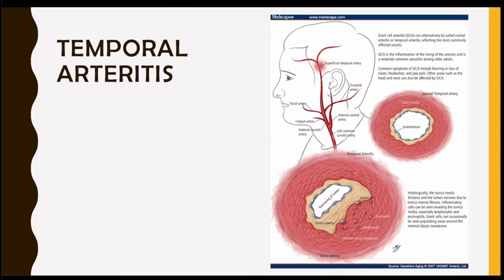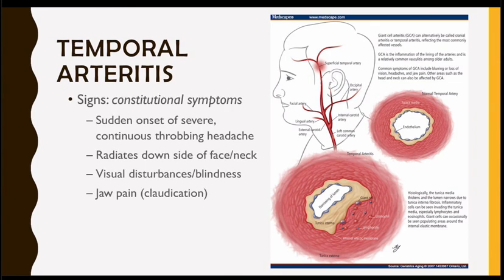Now, the most common of all the vasculitises that are out there is temporal arteritis, or sometimes called giant cell arteritis. It affects mainly the arteries of the head, especially the temporal artery, but it also can be the vertebral and the ophthalmic. Things to be aware of: because it involves the arteries of the head, this can actually affect vision and can lead to permanent vision loss if not treated very quickly. So I just want this one to really be on your radar.